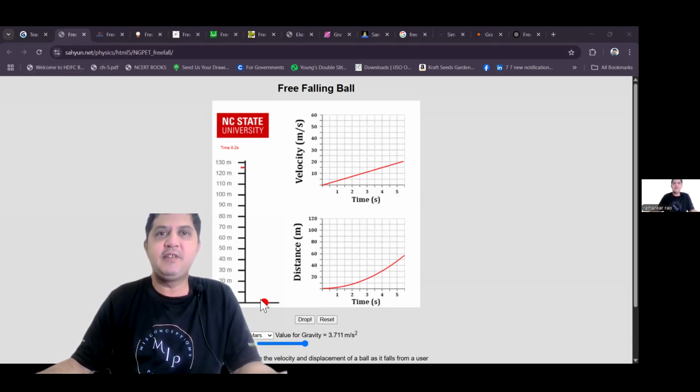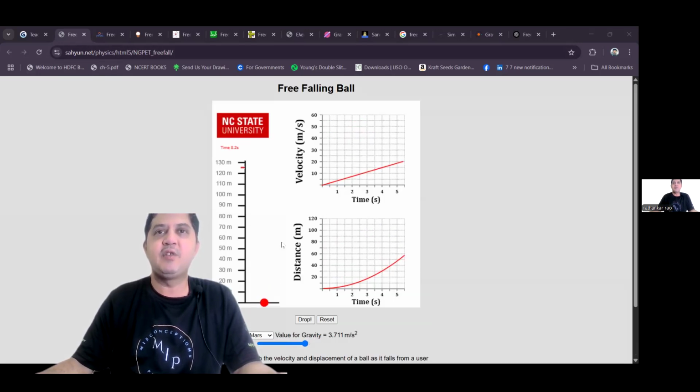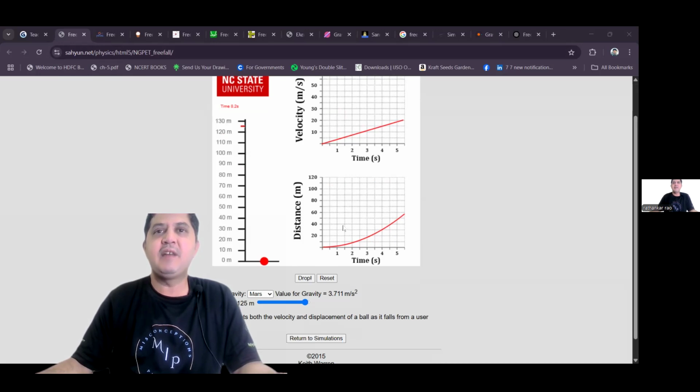So here we have a ball, and there are controls given over here. You can select the gravity value. The gravity is shown, the initial height is shown, and you can change the height and thereby drop it, and you can find out what the VT graph and the distance time graph give you. Okay, now let us reset over here.